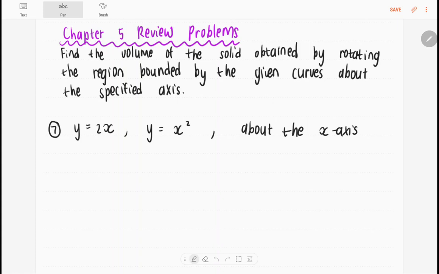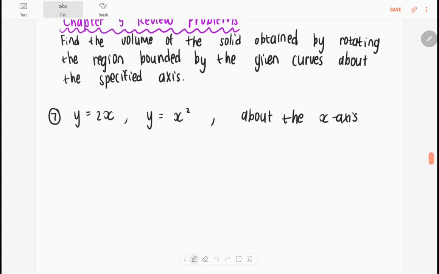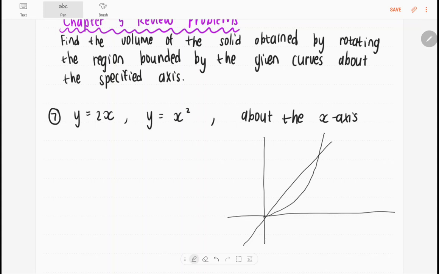All right, so let's just get a picture of what those two functions will look like. So we just have a straight line, y equals 2x, and then we also have a parabola, right? And they are going to intersect at some point, so you find where they intersect. And we are going to be rotating them about the x-axis, right? So we are rotating about the x-axis.